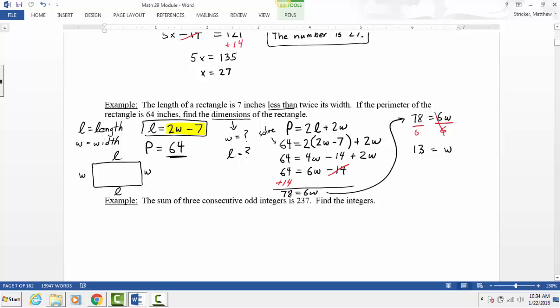And remember, we need to find the dimensions, so we need to find the width and the length. We know the length is 2 times W minus 7, or 2 times 13 minus 7. And 2 times 13 is 26. And if we subtract 7 from that, we get 19. So the length is 19. What kind of units do we have here? 19 inches. And the width, we already found, was 13 inches. Those are the dimensions of our rectangle.